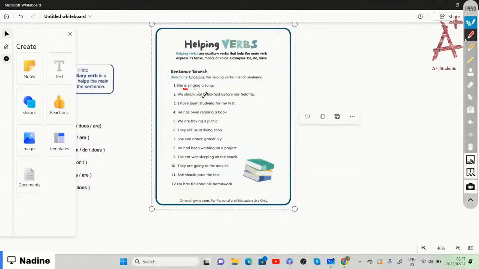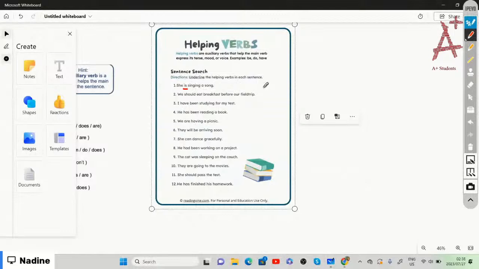We should eat breakfast before our field trip. We should eat breakfast before our field trip. We need to underline the helping verb within that sentence. We should eat breakfast before our field trip.